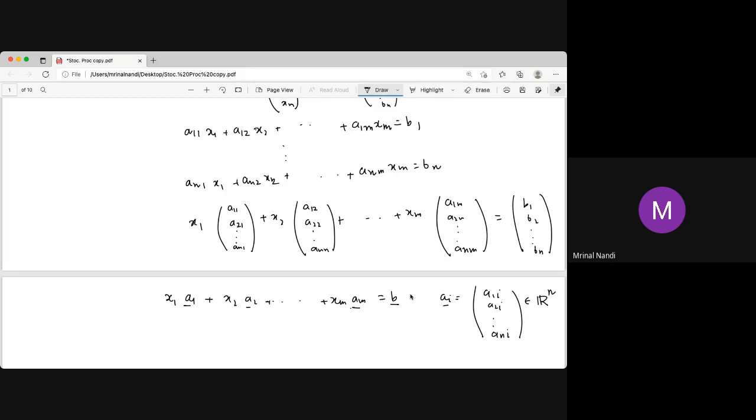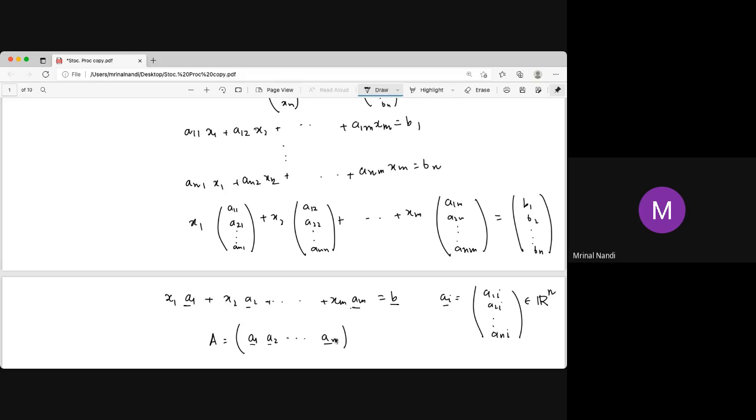Now B is given to us, and A1, A2, up to Am are also given to us. So the matrix A can be written like a partitioned matrix, some m many column vectors side by side. So A can be thought of as a bunch of m many column vectors, each in n dimensions. So it is an n cross m matrix. We have to find the coefficients for which this linear combination gives B.